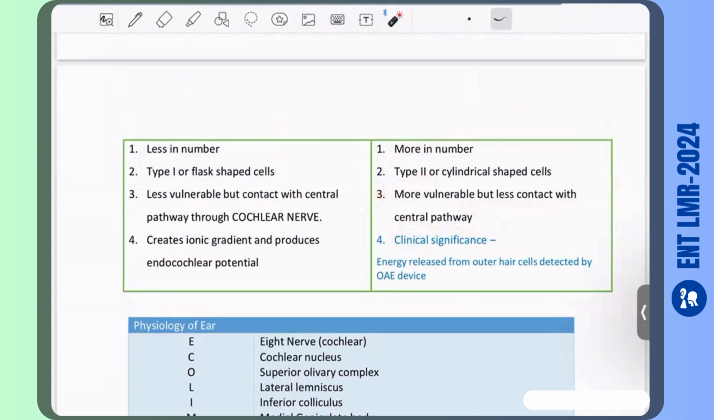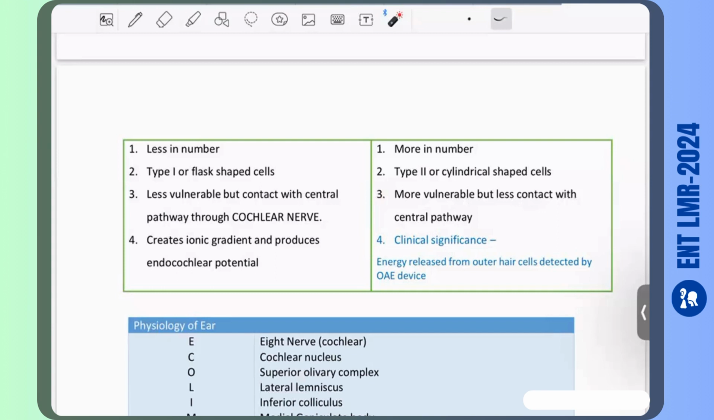So what is the clinical significance of outer hair cells? In a diagnostic test called otoacoustic emission, the outer hair cells are very important. So otoacoustic emission detects energy release from which part of the ear? They may ask this question. You should answer outer hair cells. So what about inner hair cells, sir?